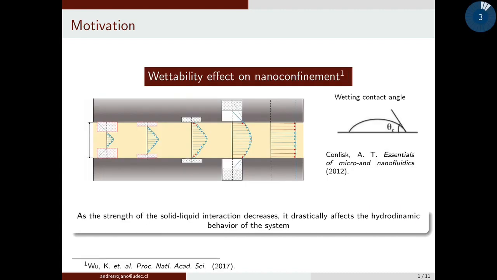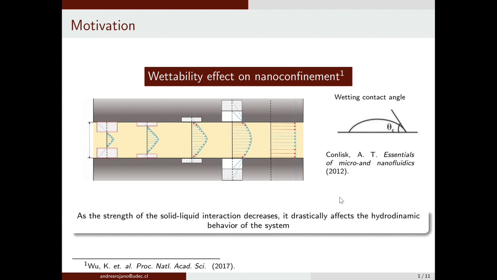Here we can find the effect of wettability, which can be measured by the wetting contact angle. This exposes the strength of the solid-liquid interactions. In the figure on the left, we can see how the decay of the strength of solid-liquid interactions imposes different boundary conditions in the system, which can be characterized by the concept of slip length. Here we can find negative, positive, and even infinite values of the slip length.